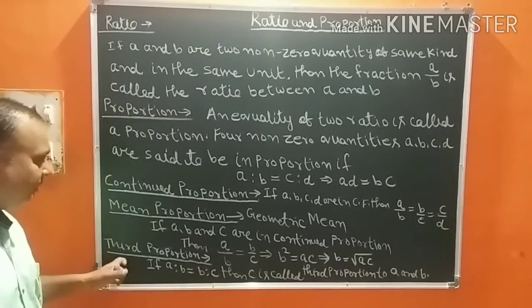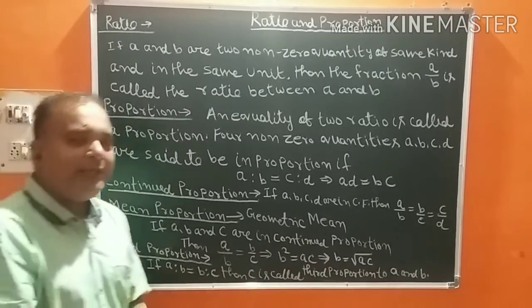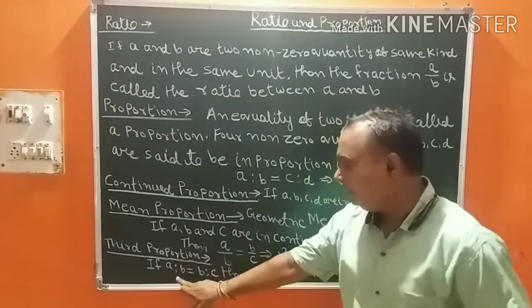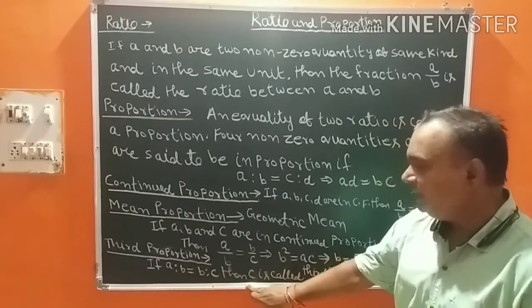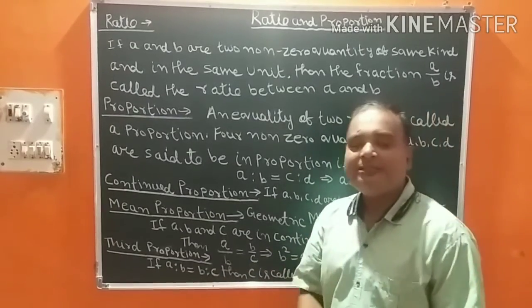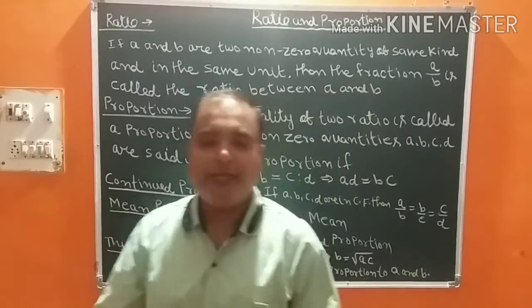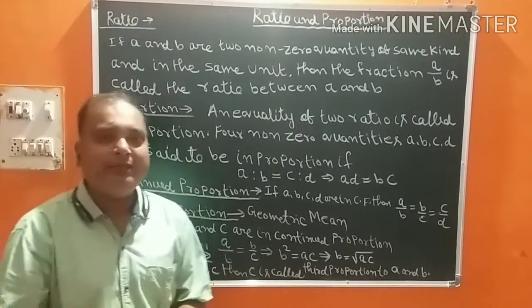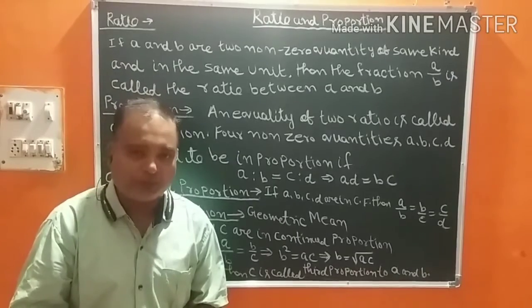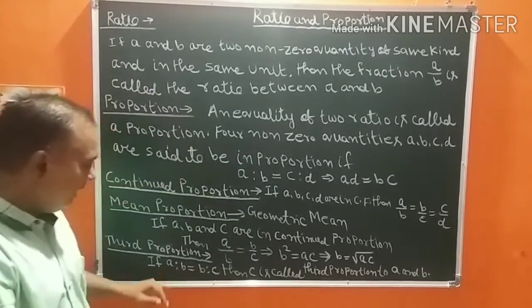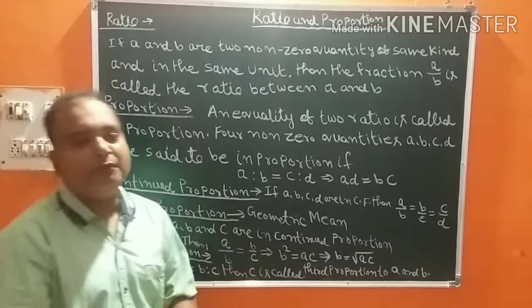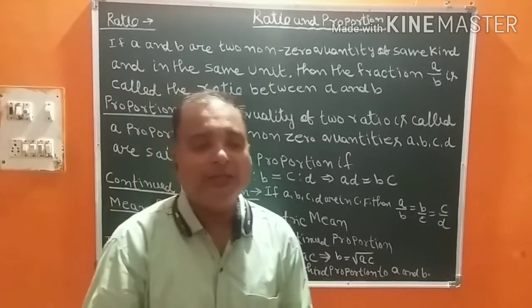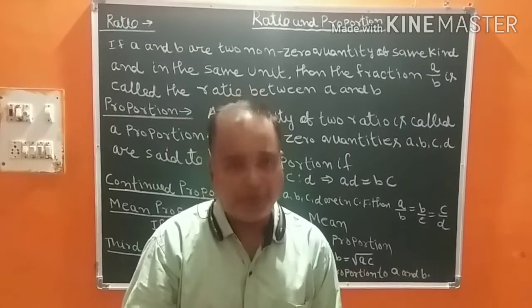Now, the last topic is third proportion. If A upon B equal to B upon C, I repeat, if A upon B equal to B upon C, then C is called the third proportion to A and B. I repeat, what is third proportion? If A, B, C are in continued proportion, then we can write A upon B equal to B upon C. Then we can say C is the third proportion to A and B.